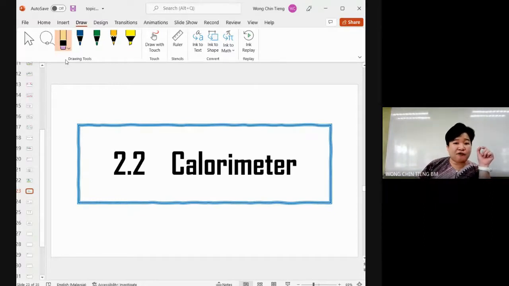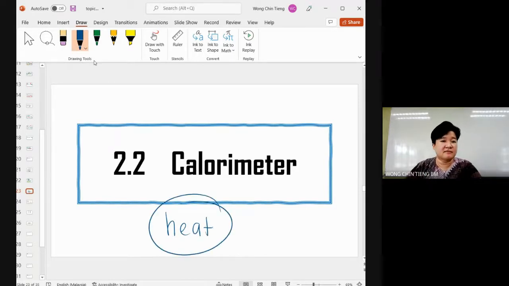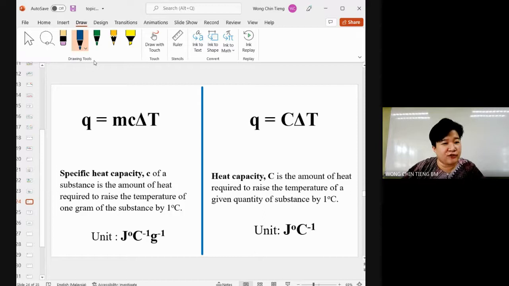So what are we going to learn in calorimeter? We are going to learn one thing. Heat. Alright? And the symbol of the heat adalah Q. We are going to learn only one thing. Q. Alright? We want to know the heat. And you know the best thing? You only have two formula.